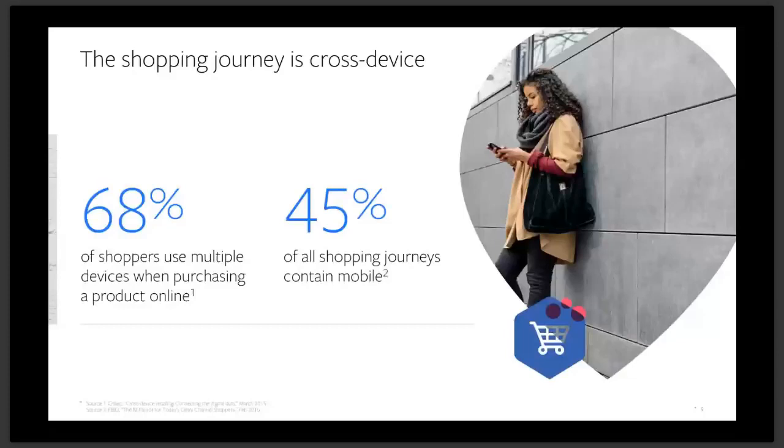While mobile is our constant companion, another big change is that the online shopping journey is now fragmented across devices. People are using multiple devices and switching between them throughout the day. You can see here, almost 70% of shoppers use more than one device when purchasing a product online. They might see an ad on desktop, go to the website on their tablet, and then purchase the product through an ad that they get on their mobile phone. Similarly, almost half of all shopping journeys contain a mobile touch point at some point within the customer journey.